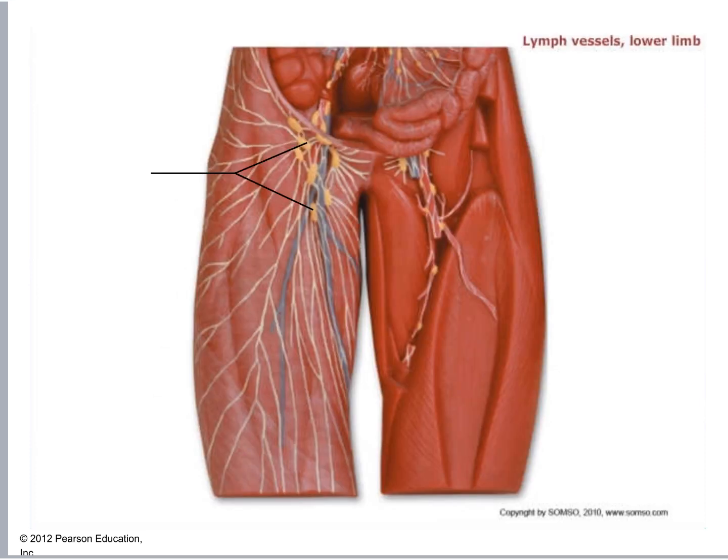All right, this is the last slide for this system, the lymphatic system. These are the inguinal lymph nodes. Inguinal means in the groin. So those lymph nodes in the groin are known as the inguinal lymph nodes.